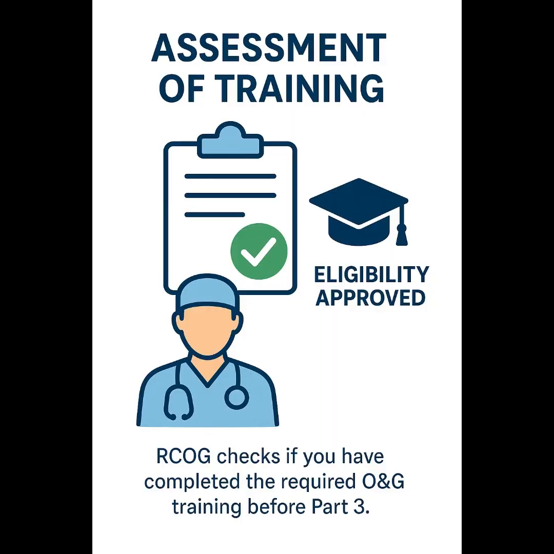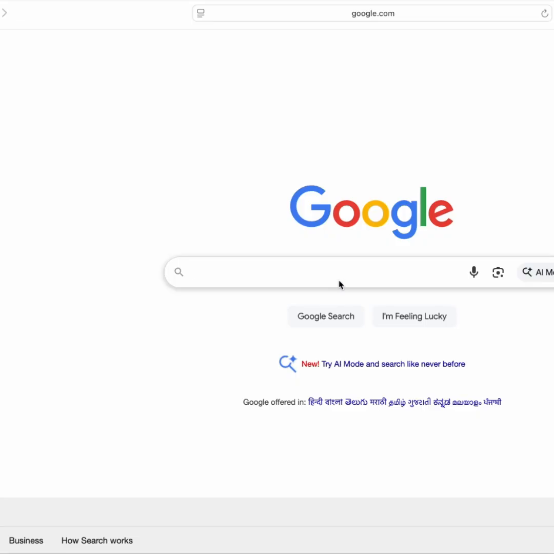So what exactly is this Assessment of Training form? It's basically an eligibility check by the RCOG. They want to make sure you have had the right amount of training in Obs and Gynae before sitting for MRCOG Part 3. Let's start.